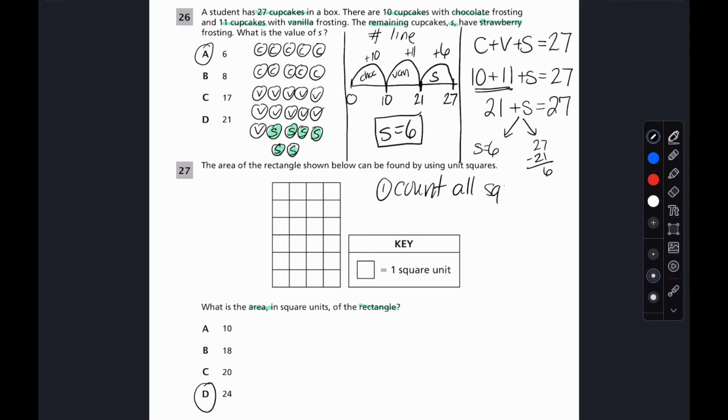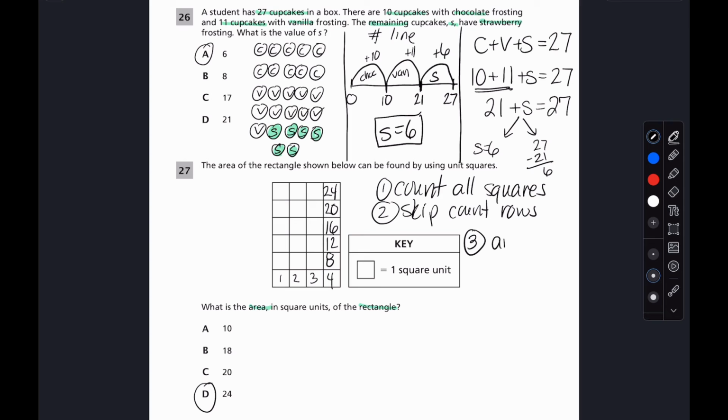Count all squares. Two, a little bit faster, you can skip count by rows, where I can see I have 1, 2, 3, 4, and they're all equal. So I'm just going to skip count by 4s. 4, 8, 12, 16, 20, and 24. Either one will work. You can either count all of them, or you can skip count.